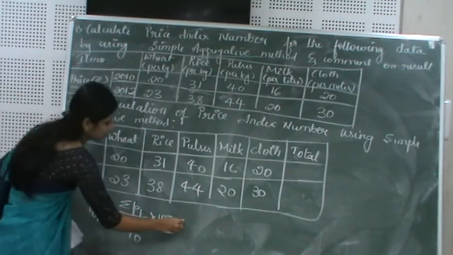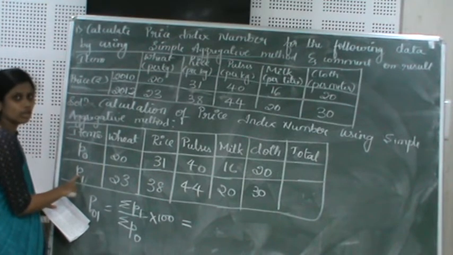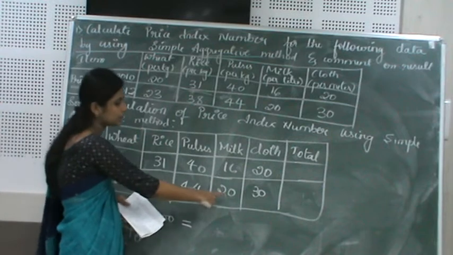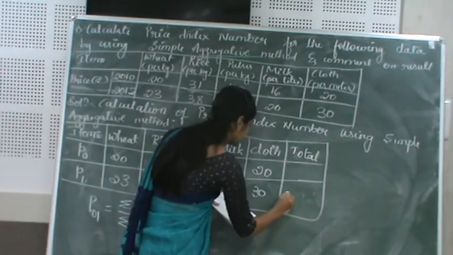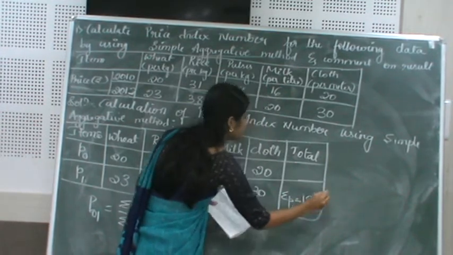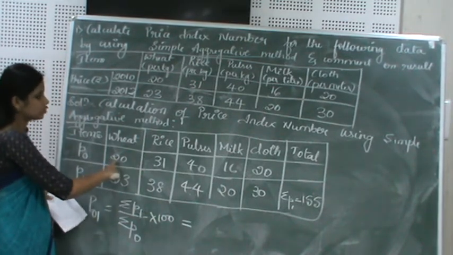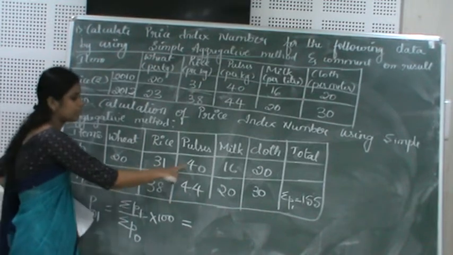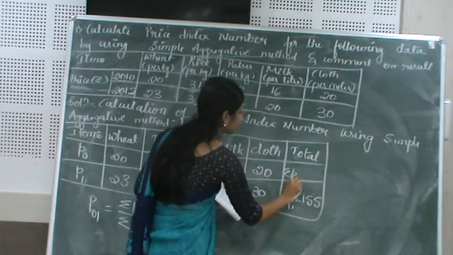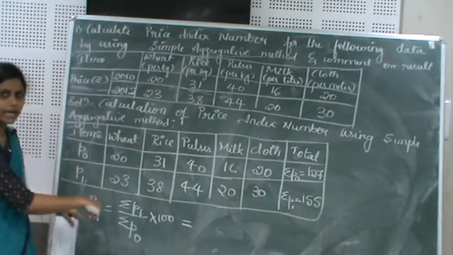So here summation of P1 means we have to make the total of the P1 row: 23 plus 38 plus 44 plus 20 plus 30. Summation of P1 is equal to 155. Next you need summation of P0. That means you are going to add all these values: 20 plus 31 plus 40 plus 16 plus 20. So summation of P0 is equal to 127.